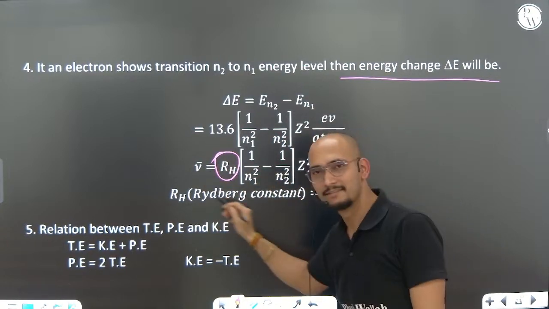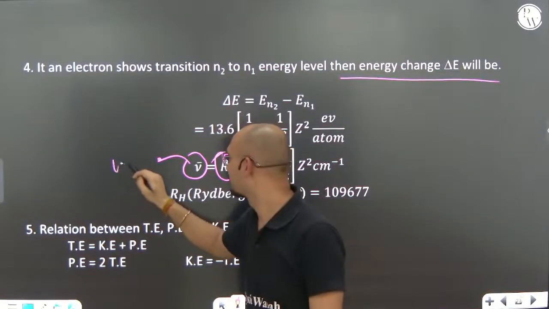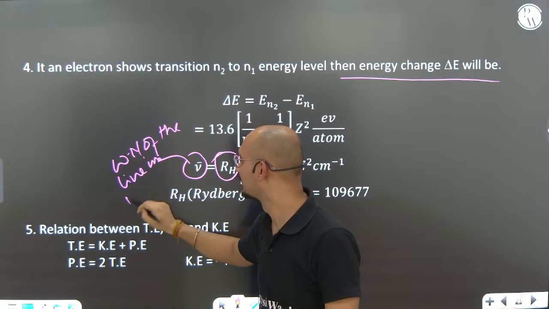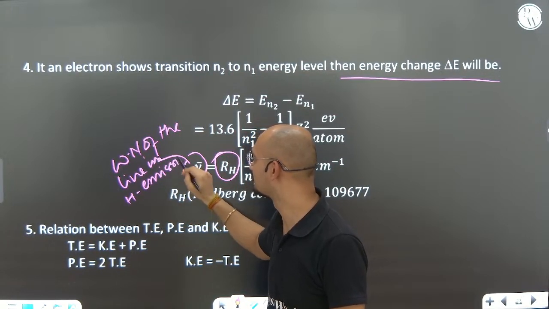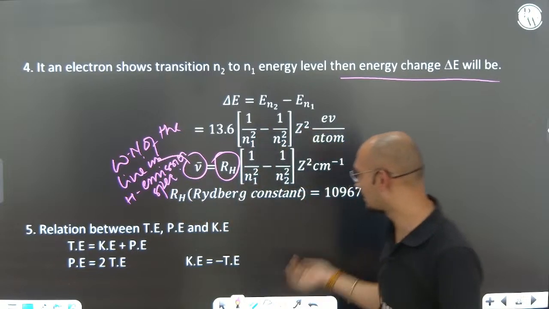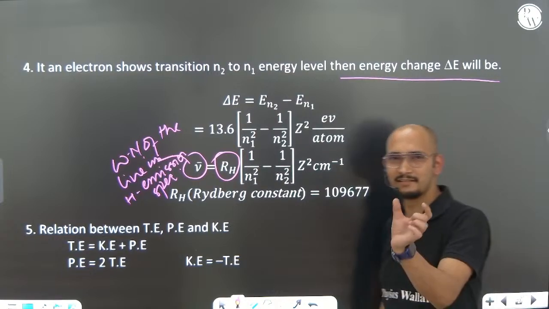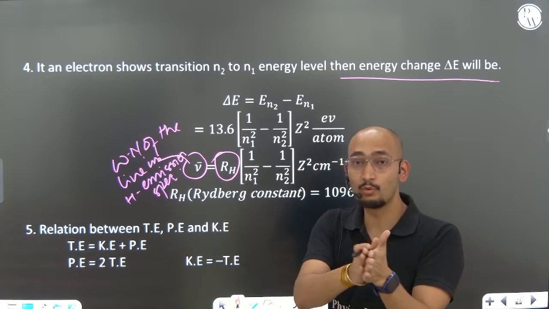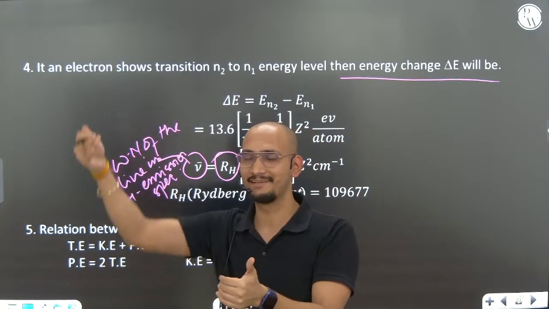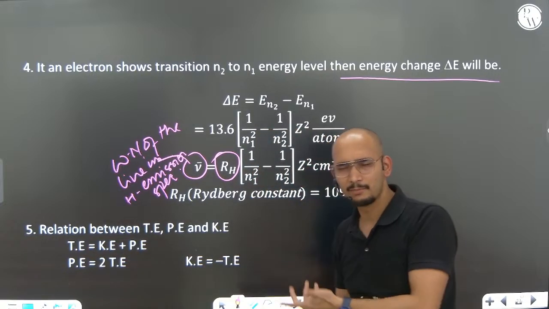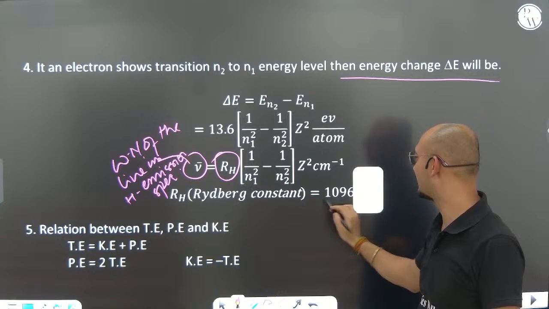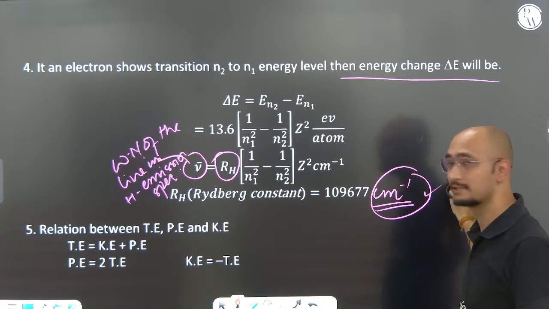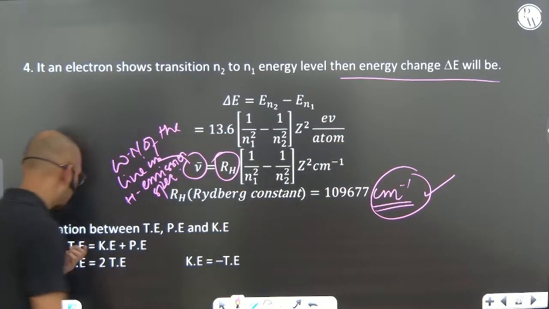Nu bar is the wave number of the line in hydrogen emission spectra, right? And RH was Rydberg's constant. How much is the value of this? 10, 9, 6, 7, 8. Just think about it: 10, then 9, first of all, 10 to the 9, and then come to 6, 7, 8. Or 6, 7, 7. The real value is 6, 7, 7, but for remembering, I just said 6, 7, 8. So 10, 9, 6, 7, 8. But it is in centimeter inverse. It is very important to remember this unit. Without the unit, you may just be wrong.